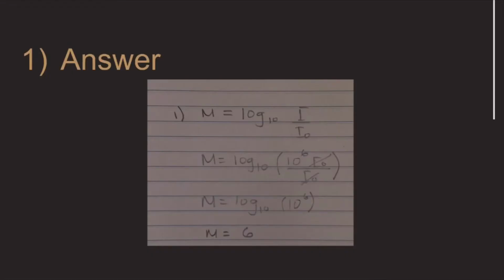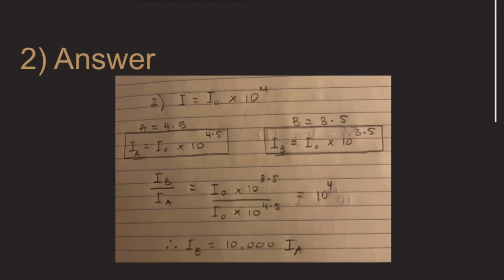So this is the answer for the first question. You will use the original equation m equals log I over I0, and since 10 to the power of 6 I0 was the intensity of the earthquake, you will substitute that to I, which will give you m equals log 10 to the power of 6 I0 over I0. Obviously, you can cancel out the I0s and you will be left with m equals log 10 to the power of 6, which will give you a magnitude of 6.